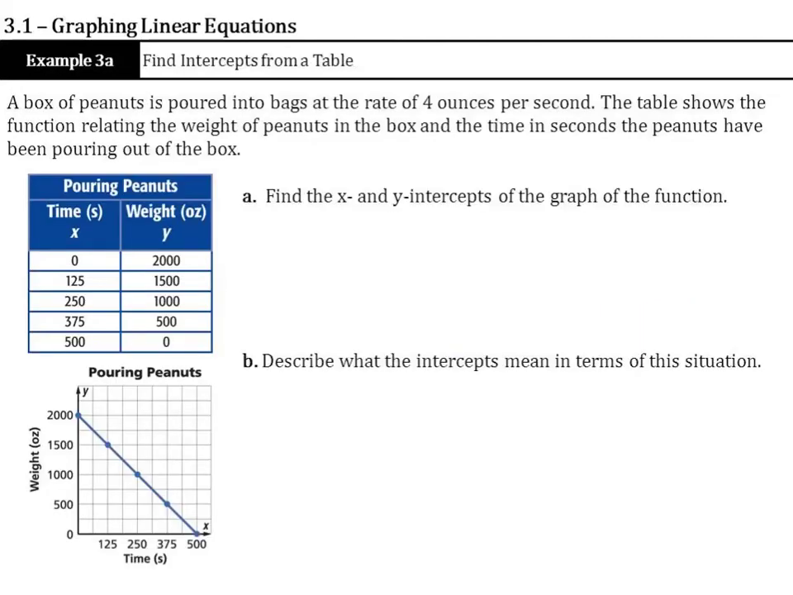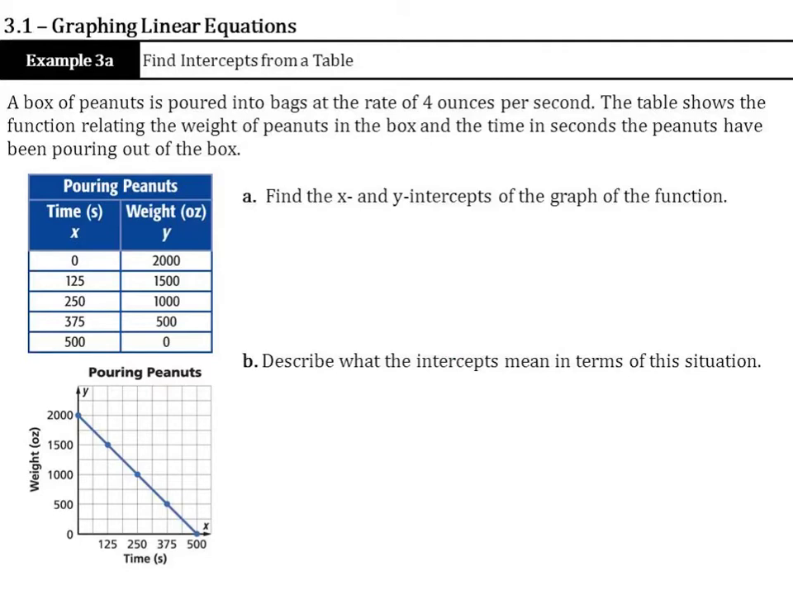If we continue on, what if we find intercepts from the table? They give us a graph too to support, but a box of peanuts is poured into bags at the rate of 4 ounces per second. The table shows the function relating the weight of peanuts in the box and the time in seconds the peanuts have been pouring out of the box. Find the x and y intercepts of the graph of the function.